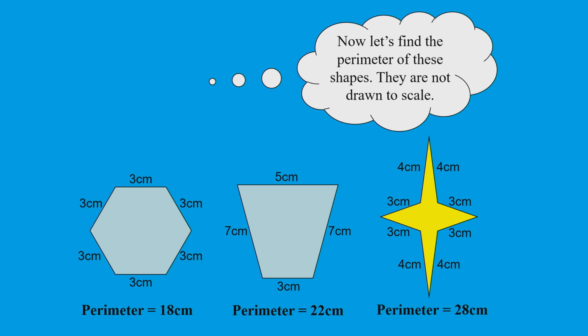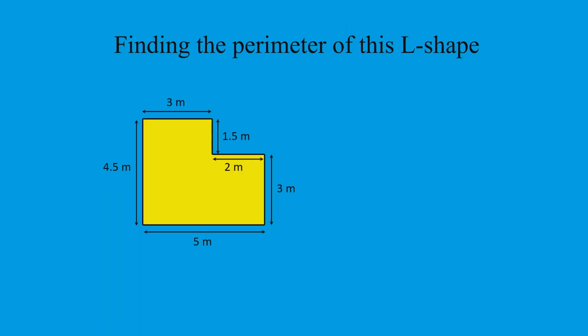Now, kids, we are going to find the perimeter of this L shape. The perimeter is 3 plus 1.5 plus 2 plus 3 plus 5 plus 4.5, which will give you 19 meters.